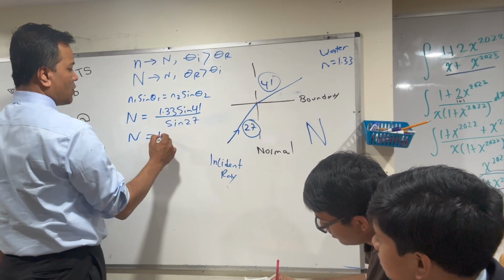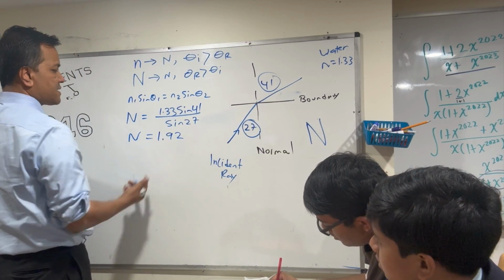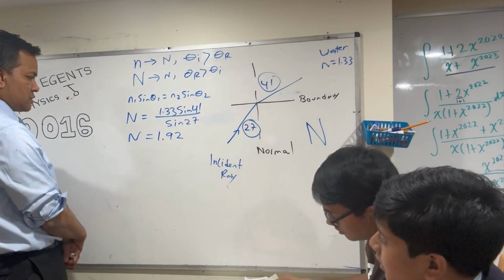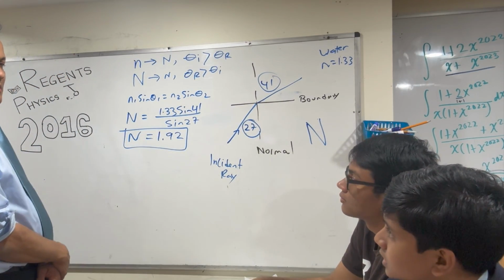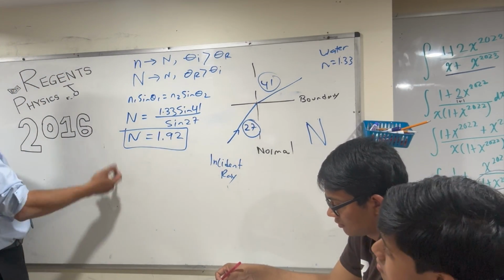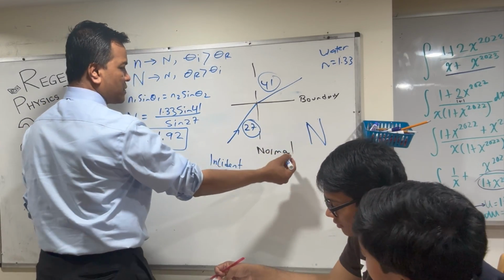It's 1.92. Isaac, what is the SI unit for 1.92? None of the above. Good. If there is an SI unit, it would be meter per second over meter per second. Good.